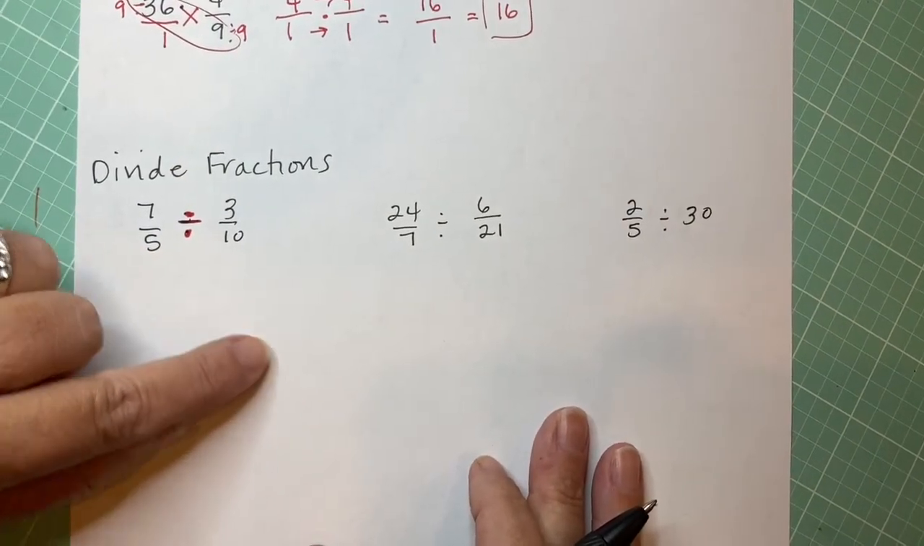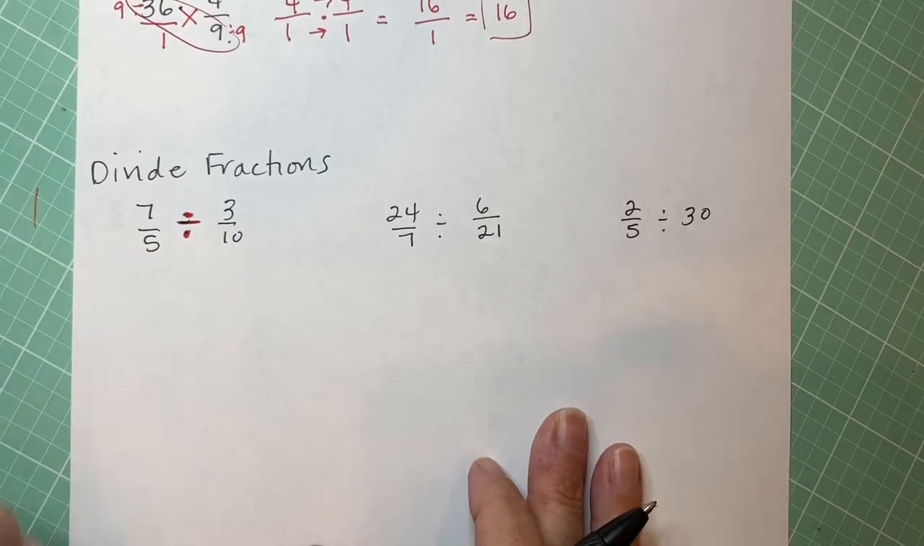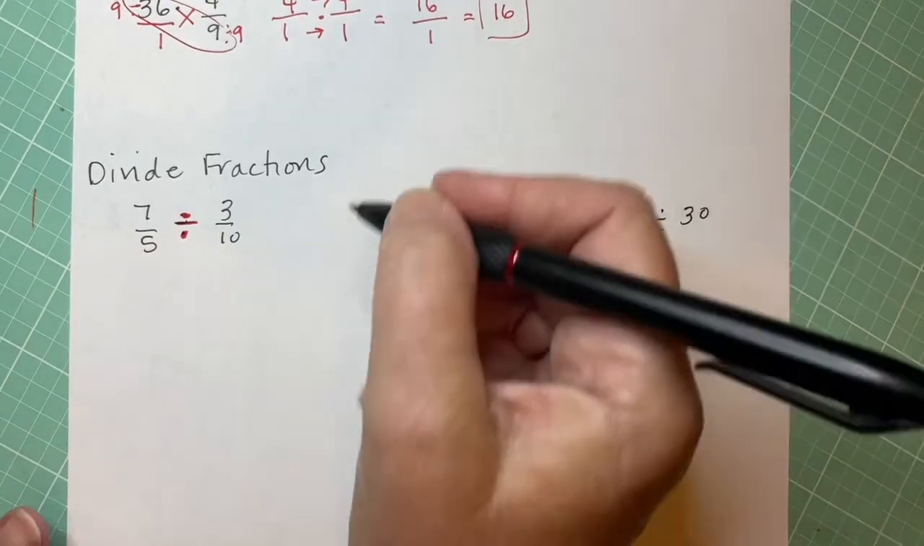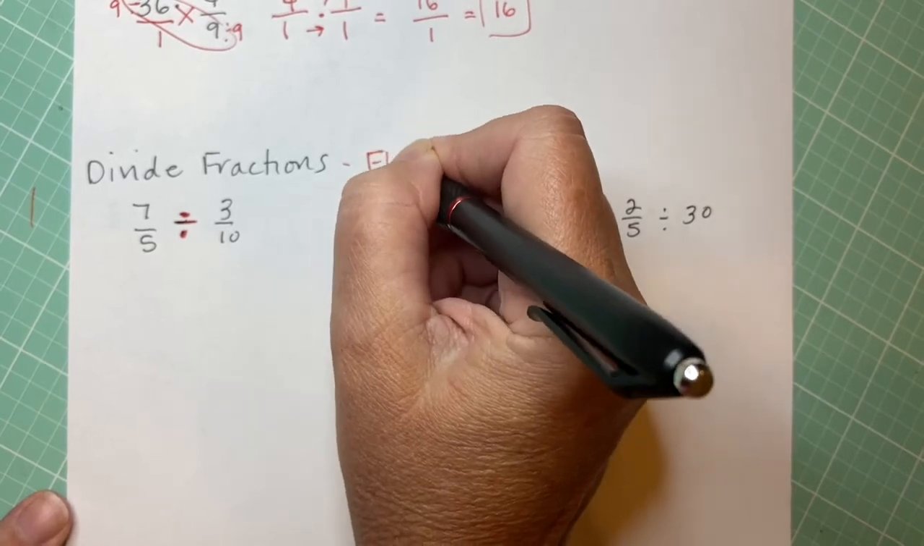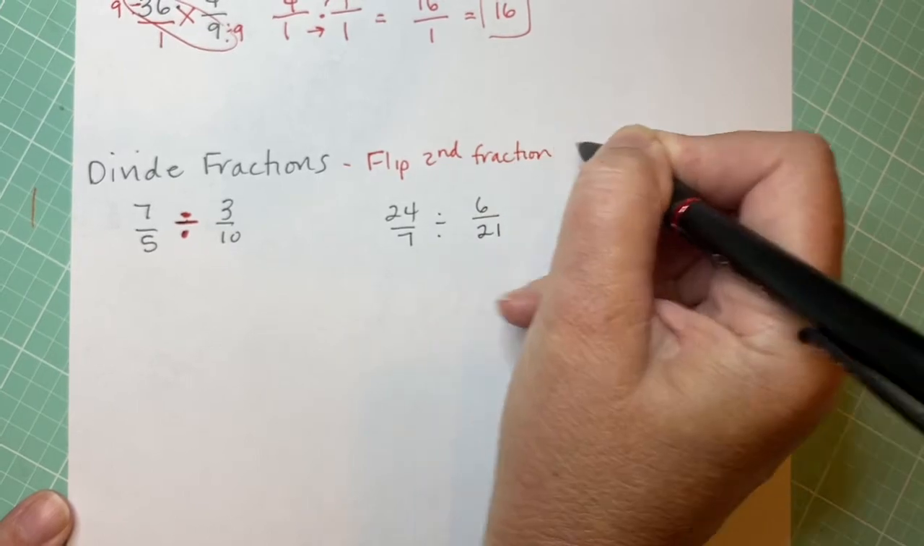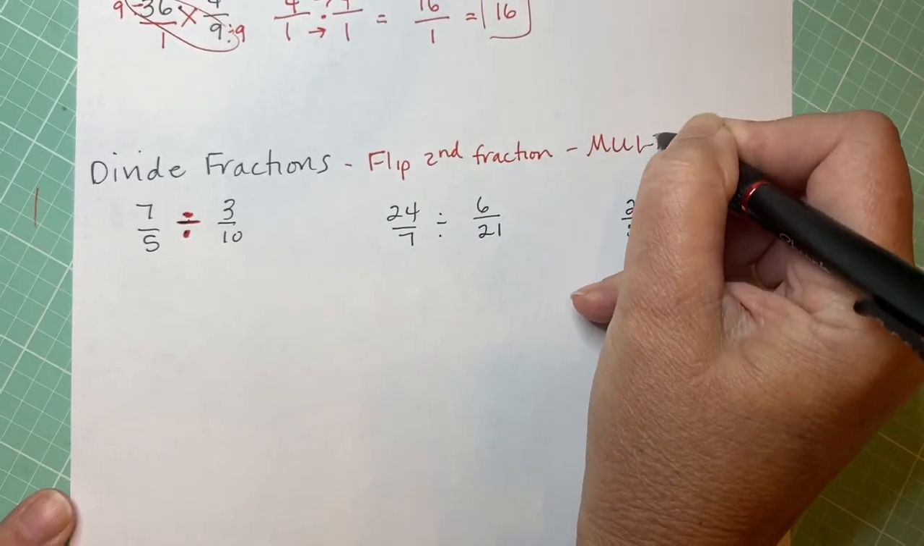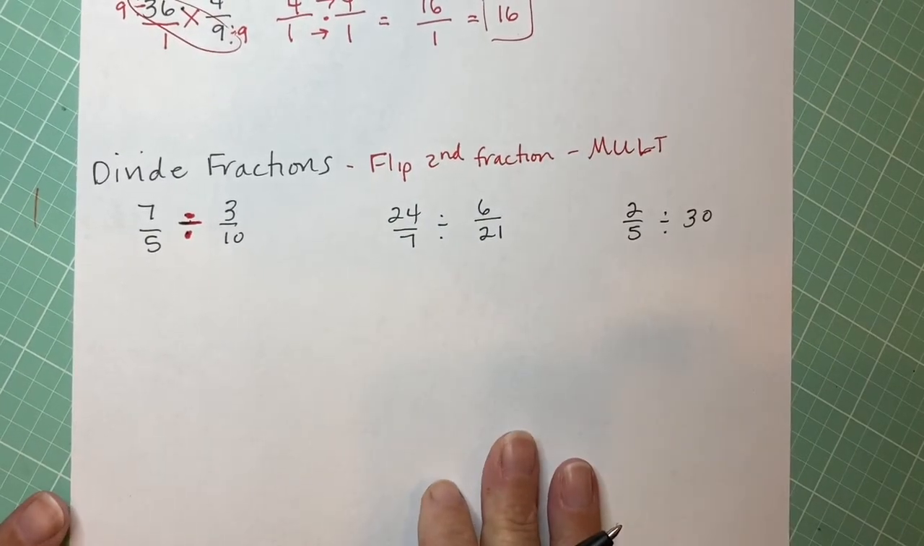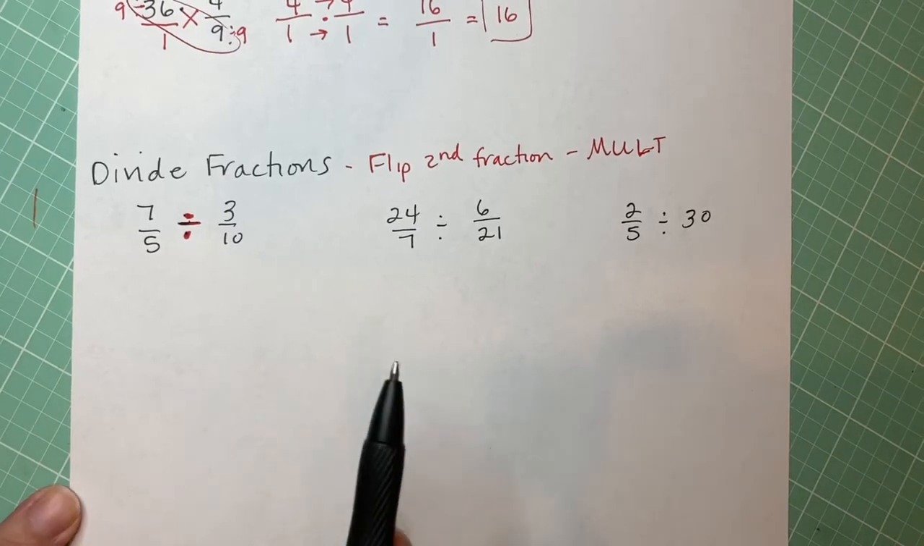This symbol for division actually is going to mean flip. So when we divide fractions, we're going to flip the second fraction, and then we're going to multiply. So then we're going to use the rules we learned before. But before we can multiply, we've got to flip the second fraction.